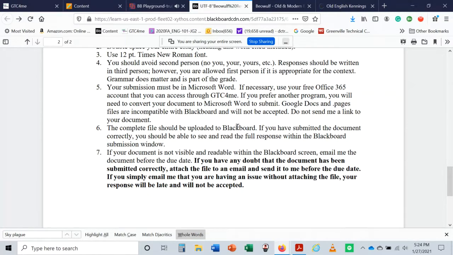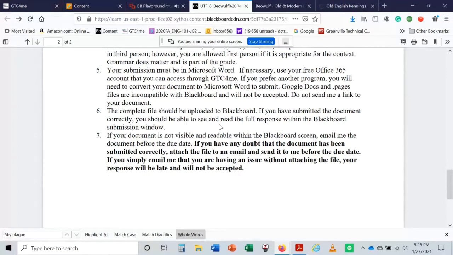The complete file should be uploaded to Blackboard. So do not send me a link to your document, and don't send me a link to your Google Docs or your share drive for Office 365. You need to download the file to your computer and upload the file to Blackboard. If you've submitted the document correctly, you should be able to see and read the full response within the Blackboard screen, kind of like I'm reading this prompt within this screen right here. There's a smaller window, and within that window you see your essay.